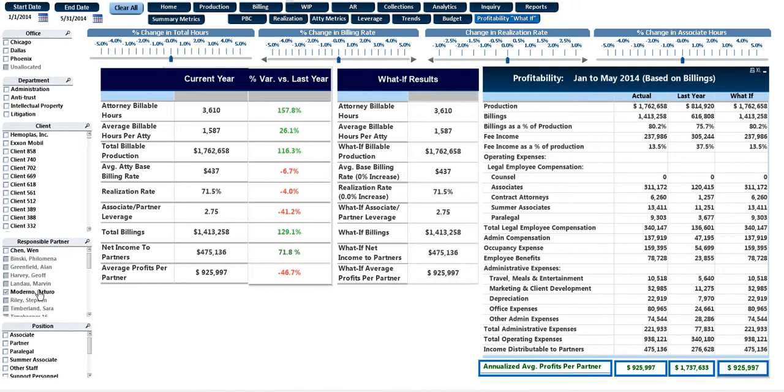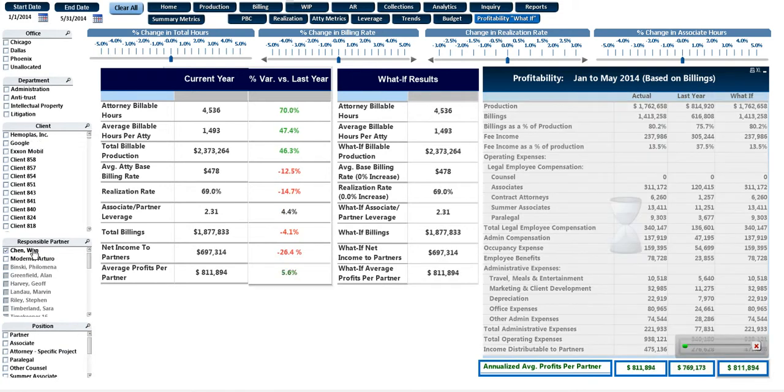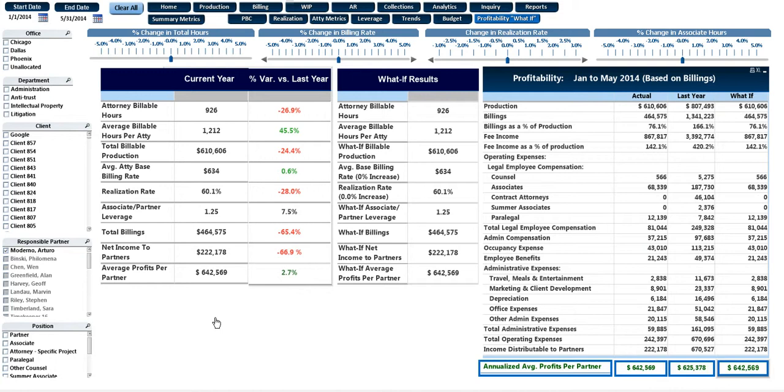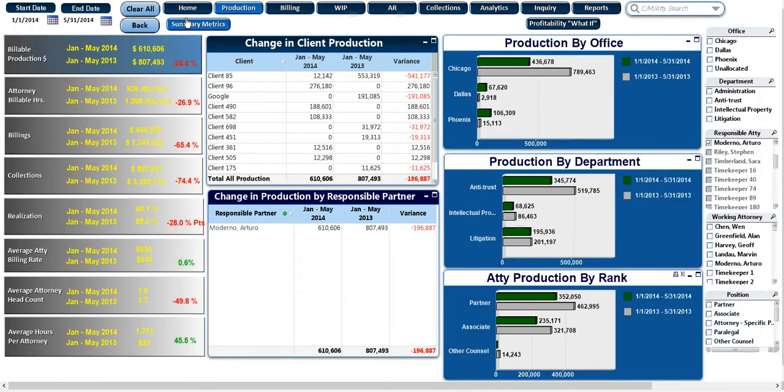On that point, as a final step in our overview, let's take a look at one partner as an example. We select partner Moderno, whose numbers as responsible partner we see are significantly dilutive to partner profitability. Drilling down and taking a closer look at a client level, we can see two clients whose production is dramatically changed adversely year over year, but not fully offset by increases elsewhere.